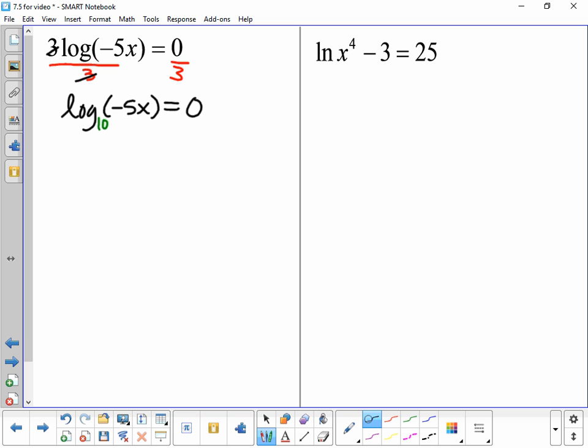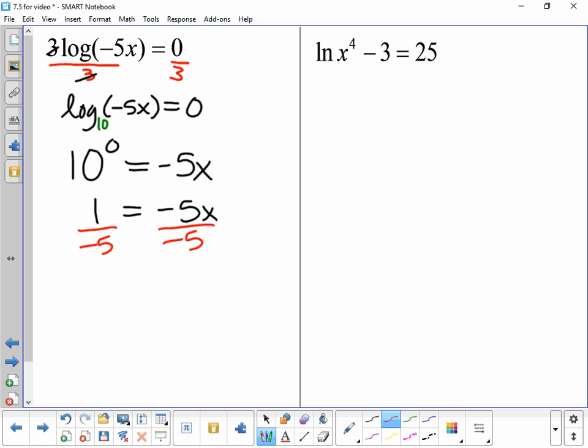So that you can see when you rewrite it, it's going to be 10 to the 0 power equals negative 5x. It is base 10. Now that we have this written in exponential form, it's fairly easy to solve. 10 to the 0 power is just 1. So we have 1 is equal to negative 5x. To solve for x, we just divide both sides of our equation by negative 5. That leaves us with negative 1/5 is equal to x. If you want to write it as a decimal, that's fine as well. It's just negative 0.2. Either of these is fine.